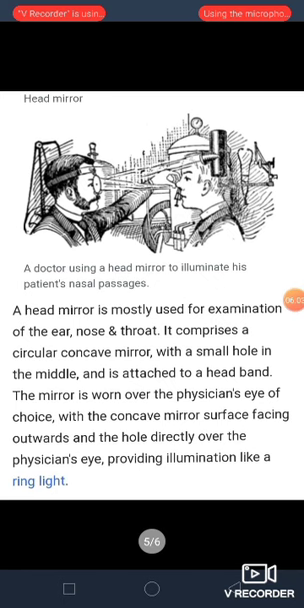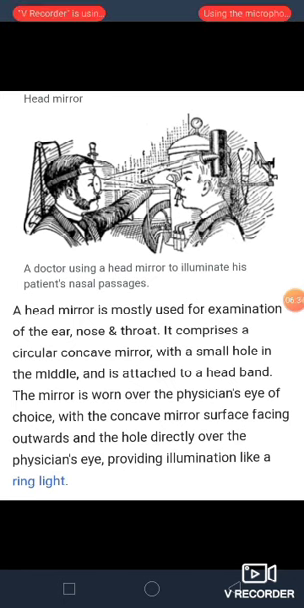In this image you can see on the upper side of the left ear of the patient there is the bullseye lamp, which is a light source, and this light is coming on the concave mirror of the head mirror, and this light is getting reflected on the nose. So this is the image of a doctor using a head mirror to illuminate his patient's nasal passages.